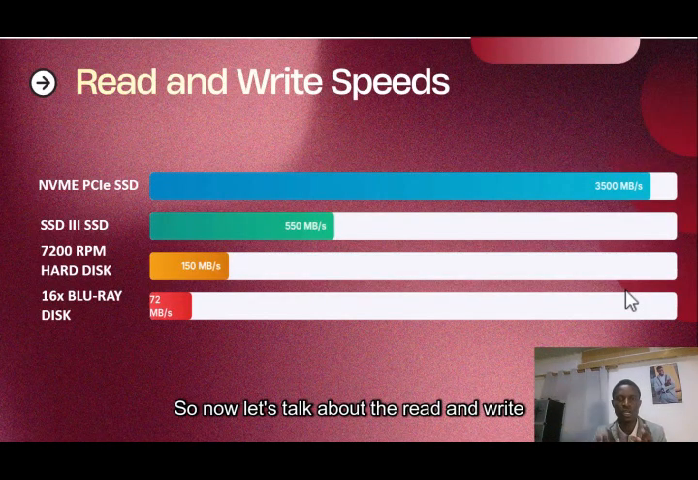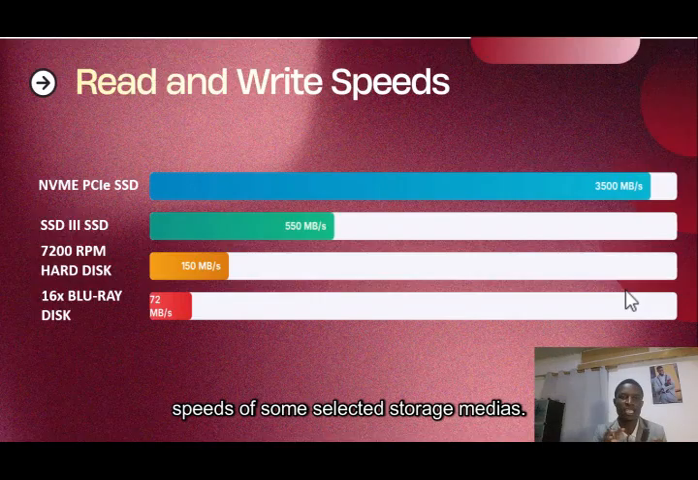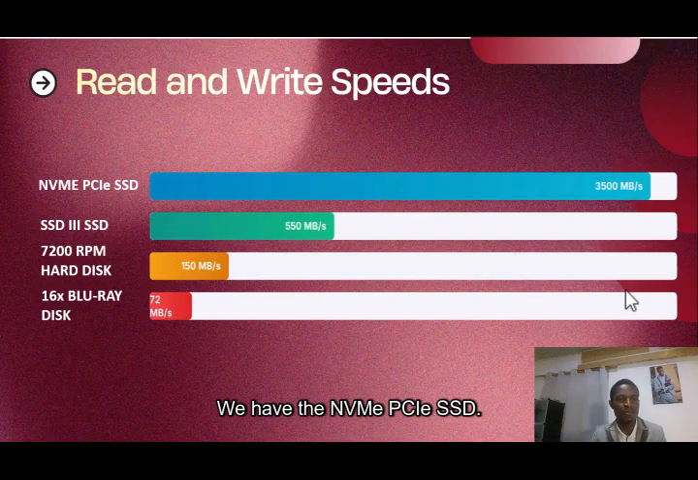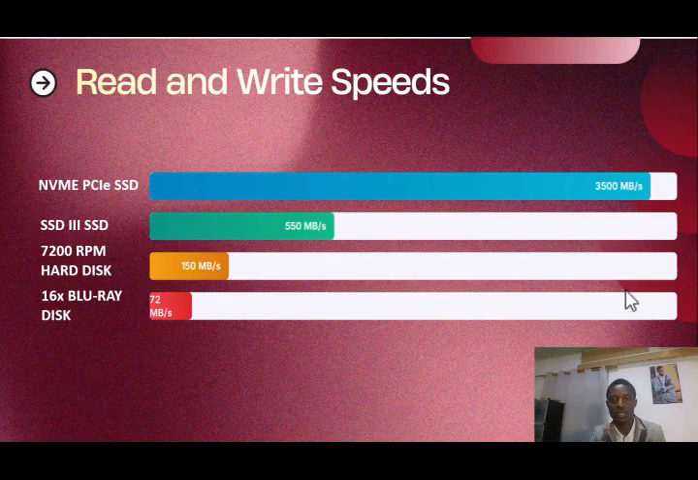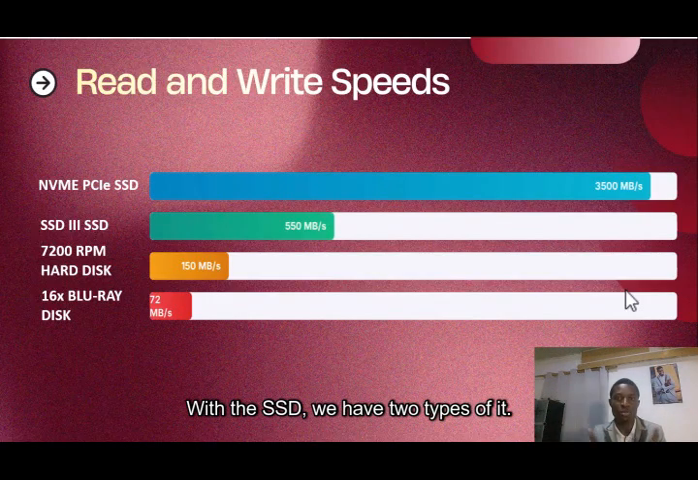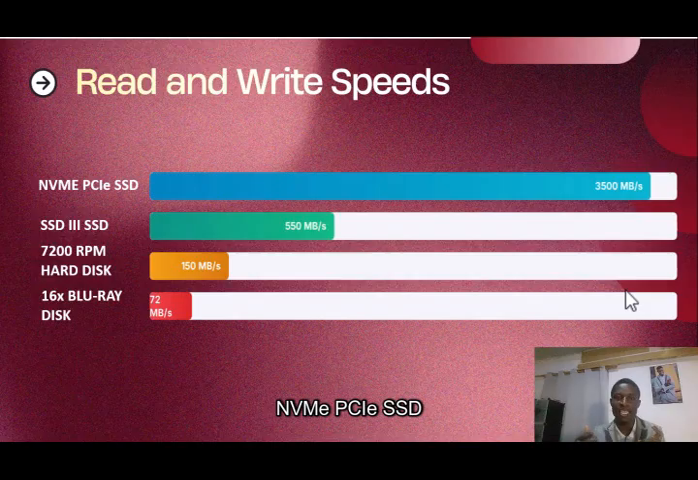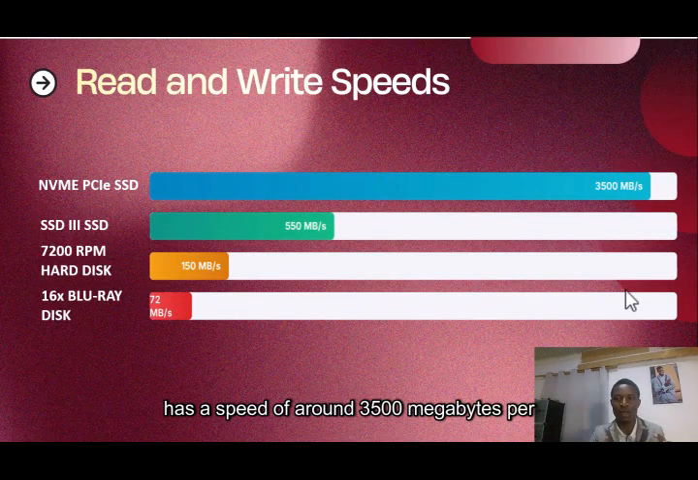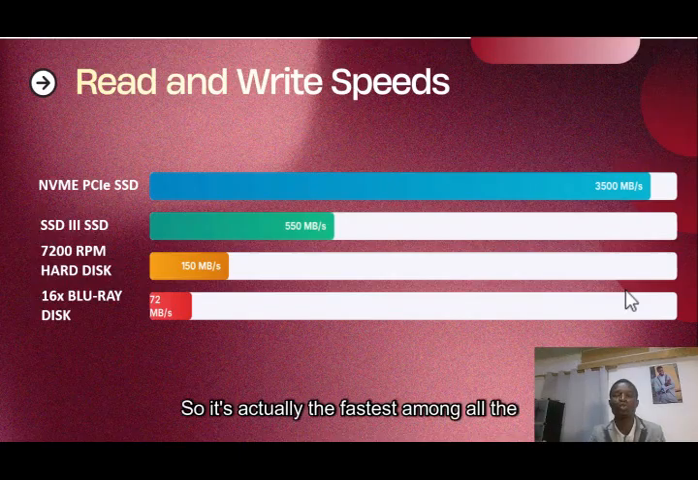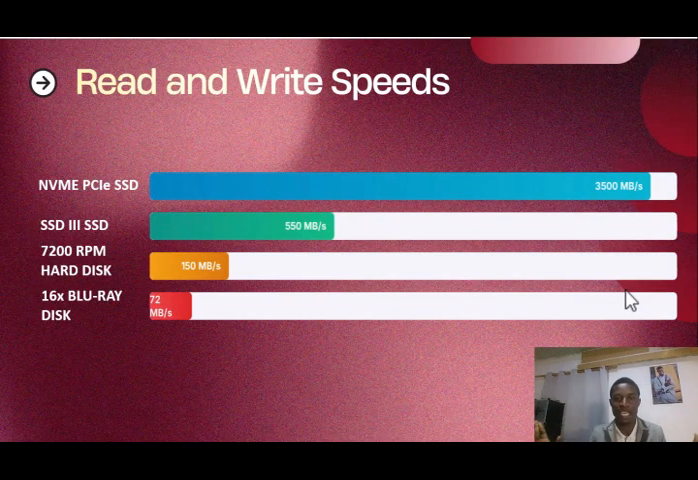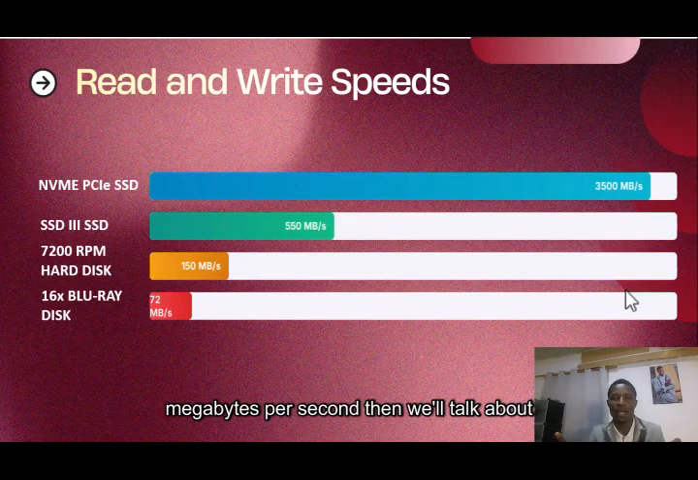Okay. So now let's talk about the read and write speeds of some selected storage media. We have the NVMe PCIe SSD. With the SSD, we have two types of it, and due to the scope of our lesson, we won't be talking about that, but we will just be doing the comparison. The NVMe PCIe SSD has a speed of around 3,500 megabytes per second. So it's actually the fastest among all the storage media that we'll be talking about today. Then followed by SATA SSD, which has a speed of 550 megabytes per second.